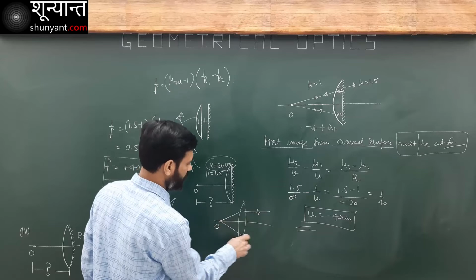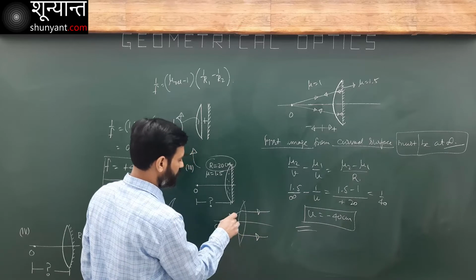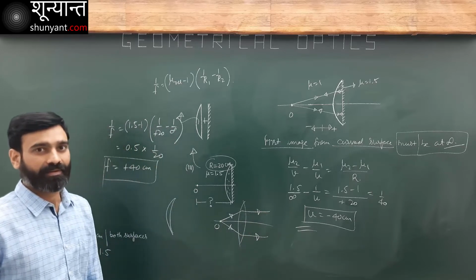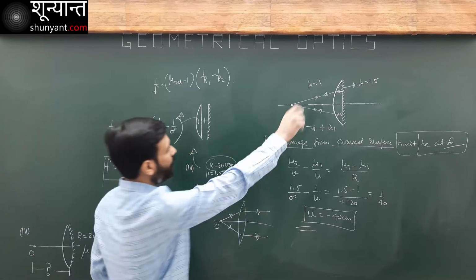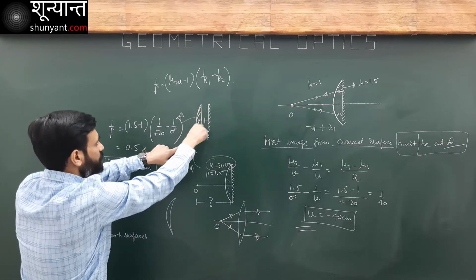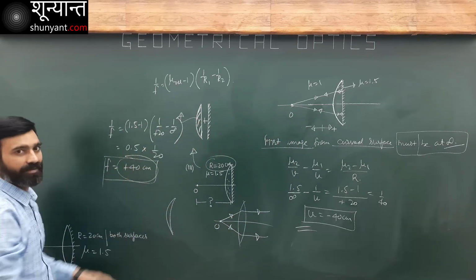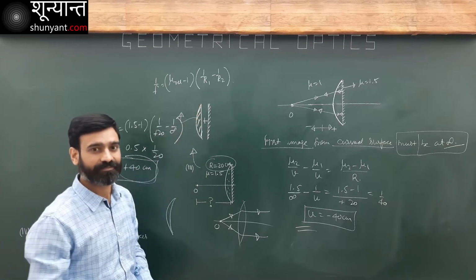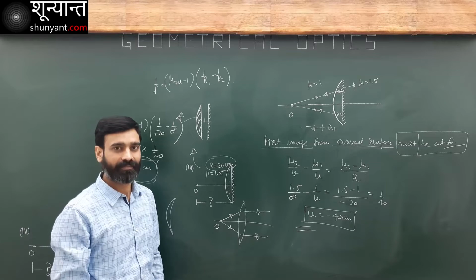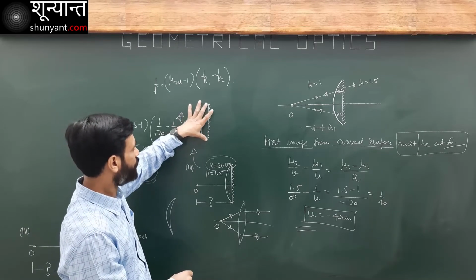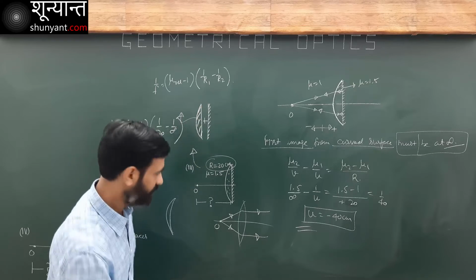If the object is at focus, the image is at infinity. That means if I keep my object here at the focus of this lens, what is the focus of this lens? 40 centimeter. Then the image will be at infinity. This will create an image at infinity, and the rays will fall normally on this mirror. It's like this.